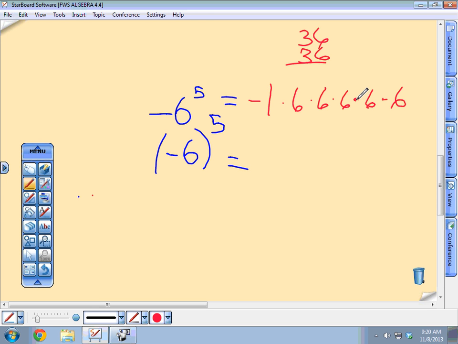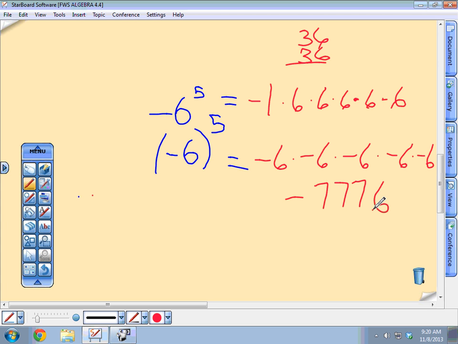What about this one? What is this one here saying? Notice you're not multiplying anything by negative 1. You're taking just the number negative 6 and multiplying it 5 times. So negative 6 times negative 6 times negative 6 times negative 6. But isn't that still going to be negative because you have an odd amount? Yes. So 1, 2, 3, 4, 5, whatever that big number is, this will also be negative. That would be 7,776.